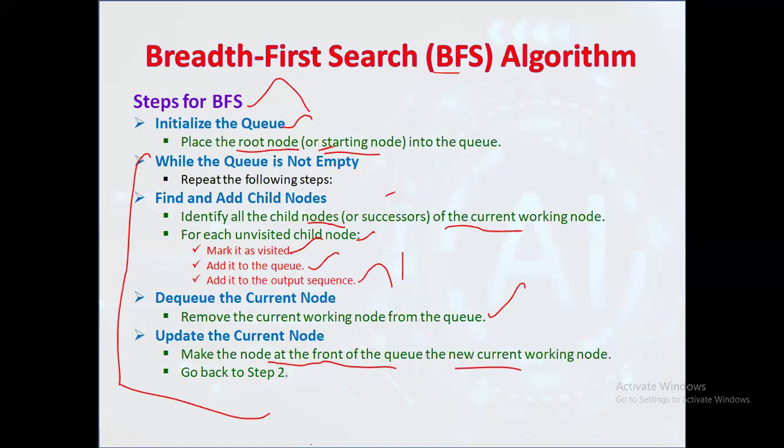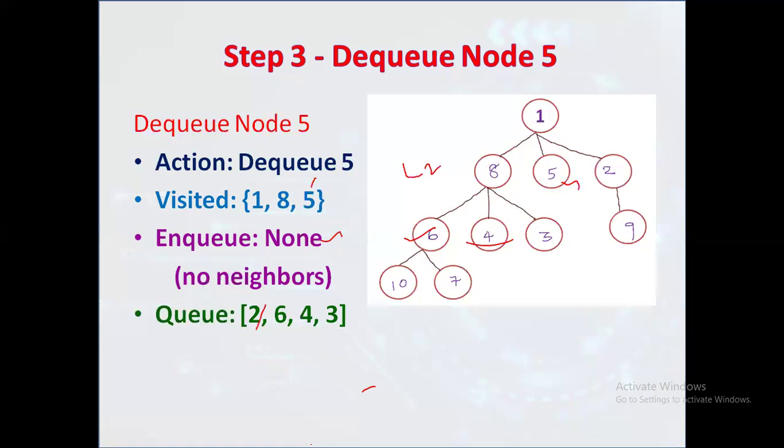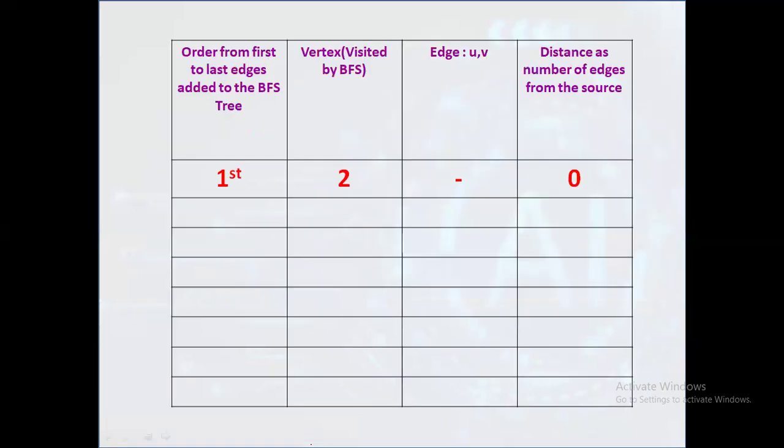One more time I'll repeat it. First thing, we have to initialize the queue. In that initialization, we are going to find out the starting node. So here we have considered that one as the starting node. In some problems it will be given. Then while the queue is not empty, repeat the following steps. We have to find out each and every child for the parent node. Until the queue is empty, we have to visit the nodes. In this way we proceed, and we find out the output sequence.